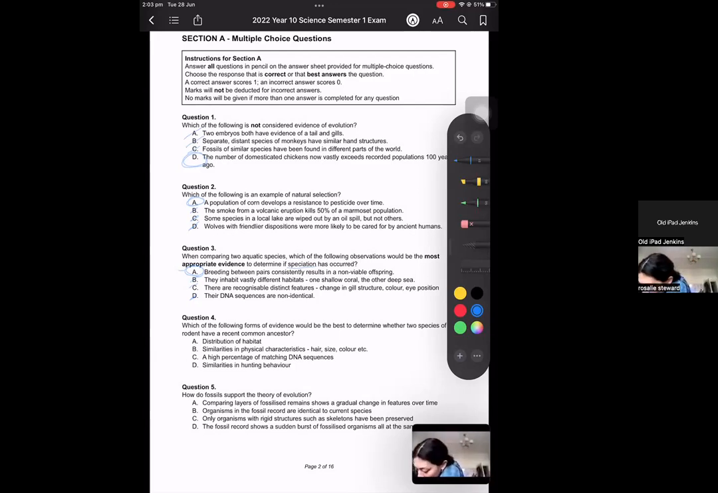Which of the following forms of evidence would be the best determinant of species common ancestor? Okay, so this one's about having a common ancestor. This is about degree of relatedness, how closely related two things are. So distribution of habitat, no, because you might find grass all over the world, still the same species. Similarities in physical characteristics, hair size, color, et cetera, possibly not strong enough for the same reason. High percentage of matching DNA sequences. That is probably likely the best one so far.